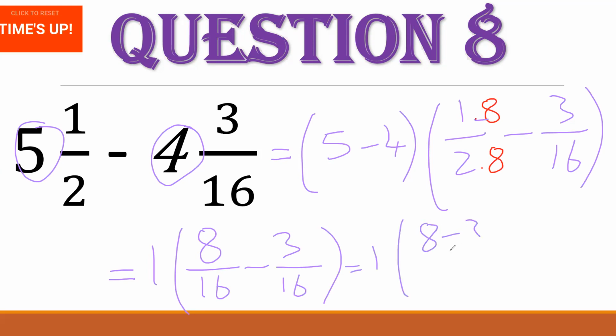8 minus 3 over 16. I hope it's getting easy for you. So 1 and 5 over 16. Please try to get more questions and try more questions, please, from your textbook maybe. So this is our answer for question 8. Let's continue with the next question.